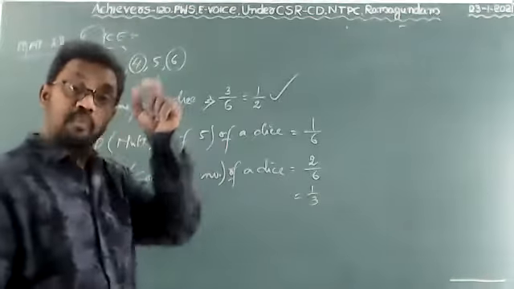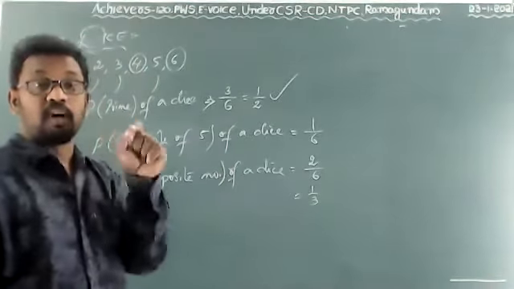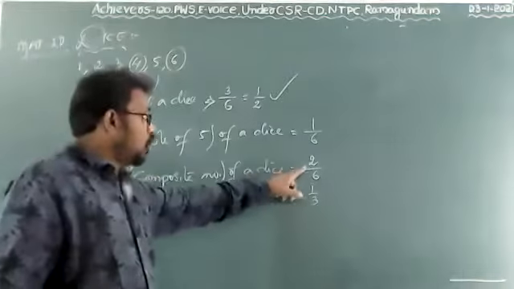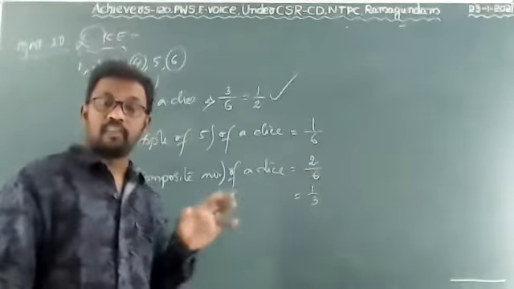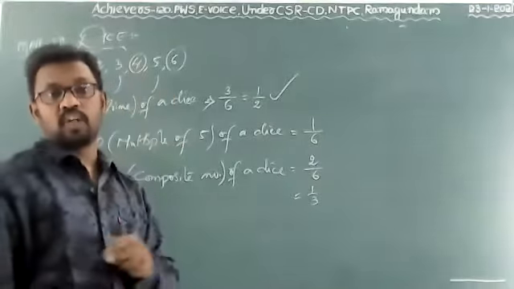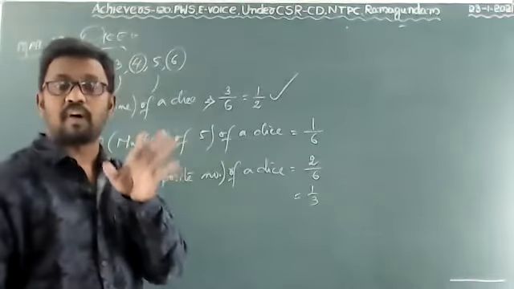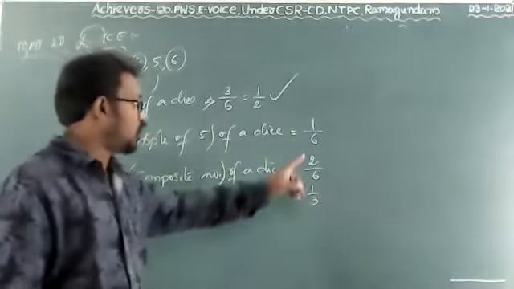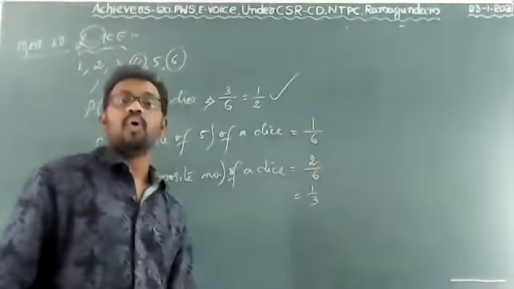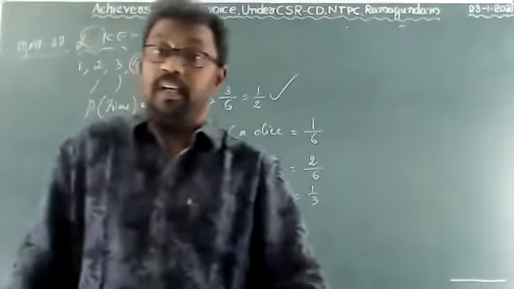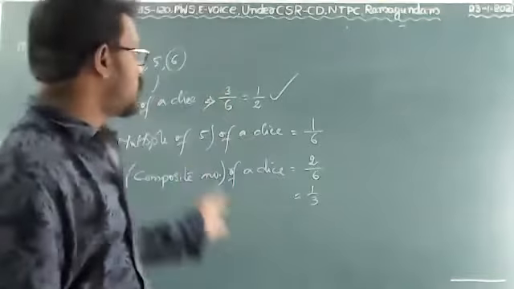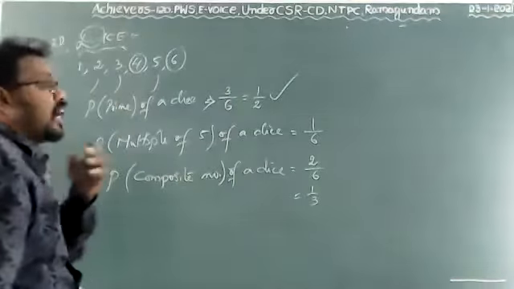How will you write it in the statistical way? Number of favorable outcomes of a composite number on a die is equal to 2. Total number of outcomes is equal to 6. Probability is equal to number of favorable outcomes by total number of outcomes, that is 2 by 6, again equal to 1 third, 1 by 3. Got it? So like this, you will go with one die.